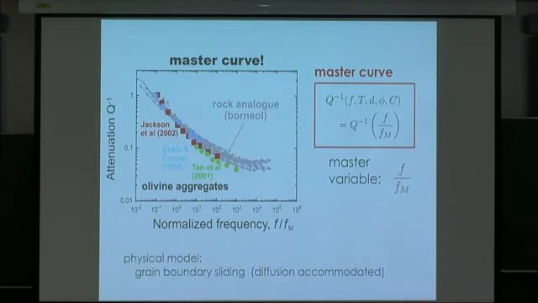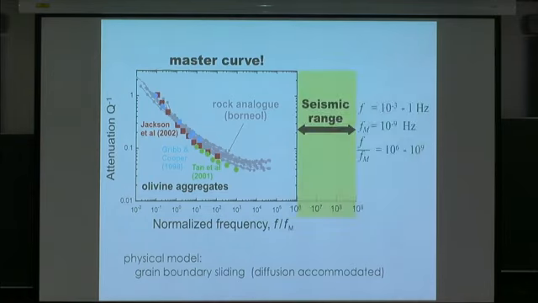So now the attenuation spectra can be given by a master curve, which is a function of a single master variable, f over fn. And this result was supported experimentally and theoretically. So I first thought that this problem could be solved completely.